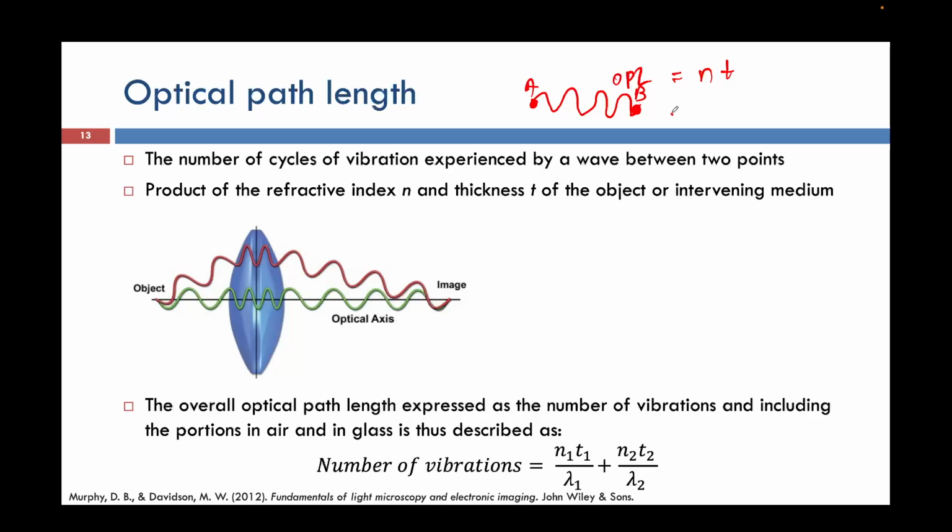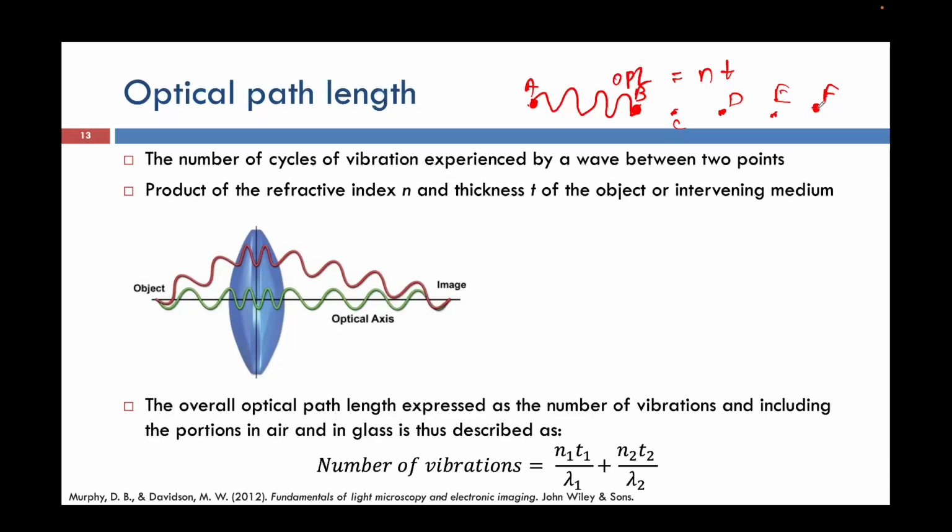So there will be lots of points like that. Let's say there are n number of points on this sheet, but between 2 points, whichever I am considering, C, D, E, let's say another point F, right? So there are 6 points, but between 2 points, what is the number of cycles of vibration experienced by this wave? That is what will give you the optical path length.